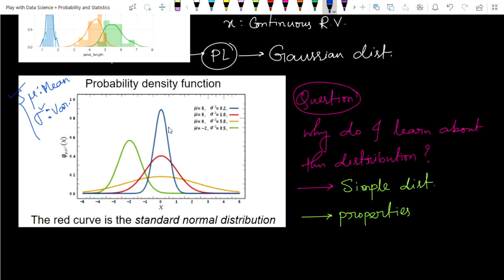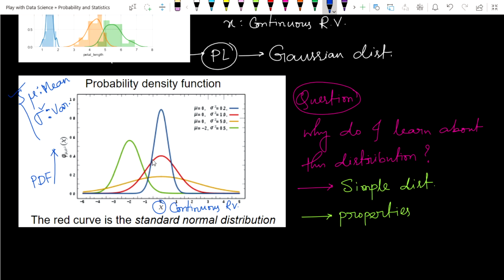So first, let's take the properties step by step. This is our random variable x. This is a continuous random variable. And this is the probability density function of this random variable. This axis y is the probability density function of the random variable x, and we only need these two parameters, mu and sigma.